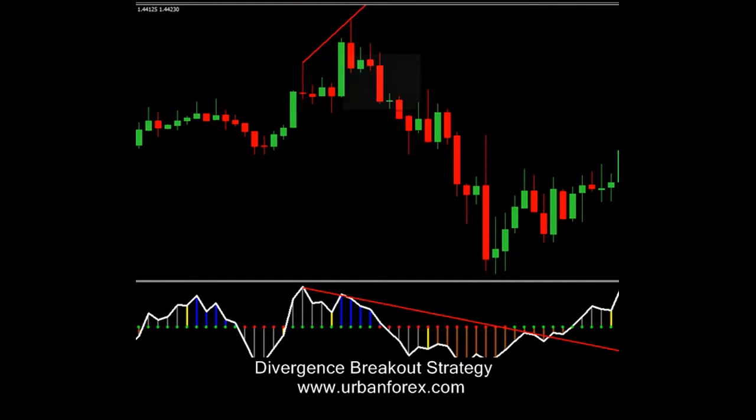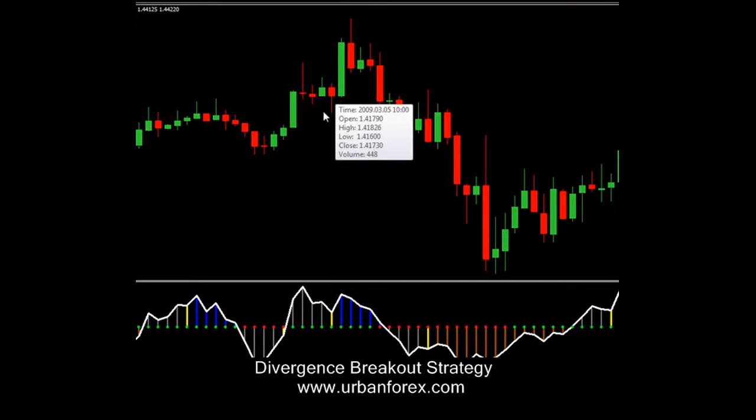Okay, but here's how to filter it a little bit better and make it work. In an uptrend on the price, always connect your bottoms. In a downtrend in the price, always connect your tops. On the CCI, just connect your tops at all times. Now let me show you how this strategy works.